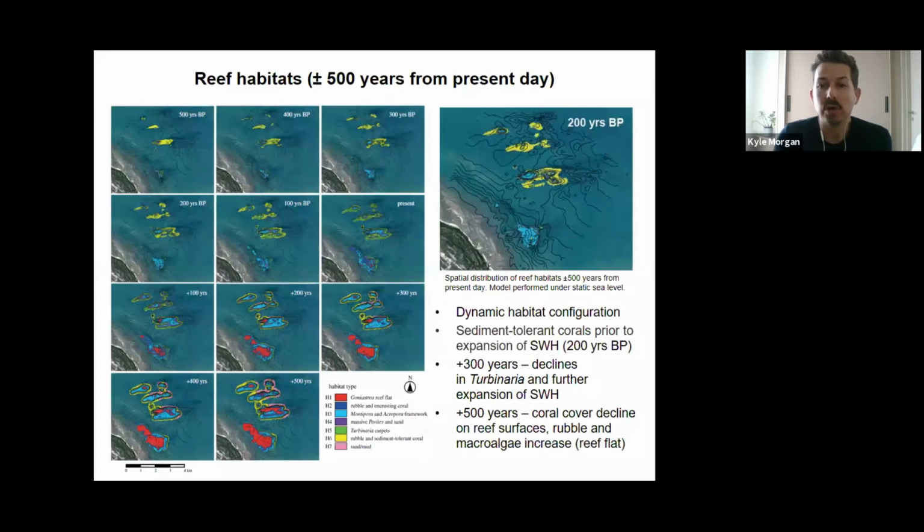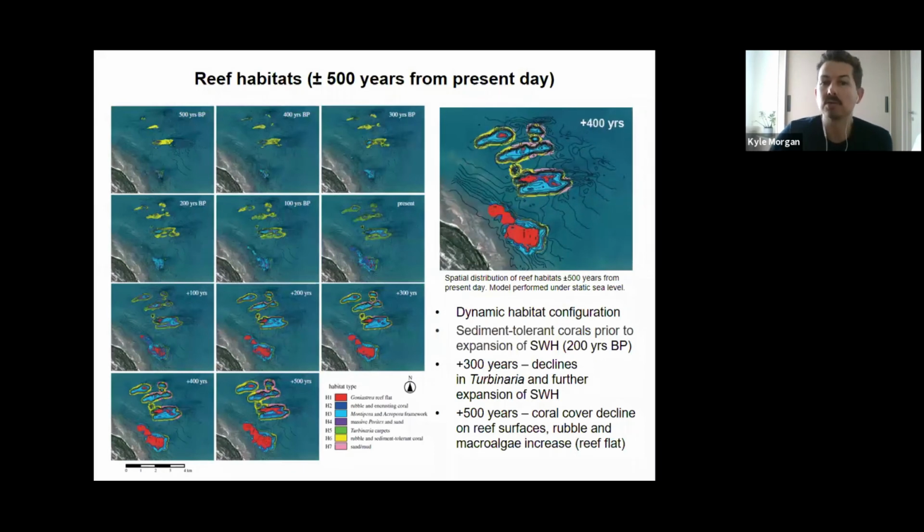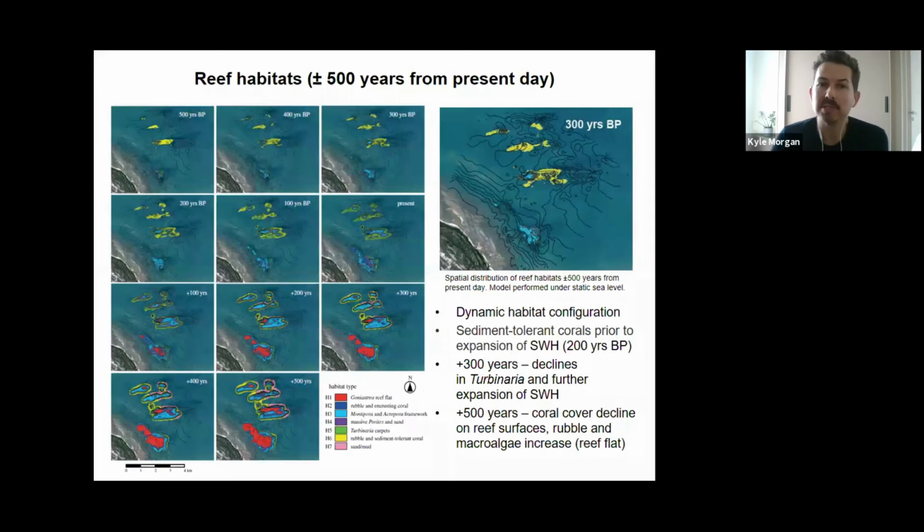It was only around 200 years ago, again, when they start to build higher off the seafloor, get more access to light and out of that sediment resuspension zone, that we get a switch to shallow water habitat, things like really 3D complex Acropora and Montipora coral colonies.